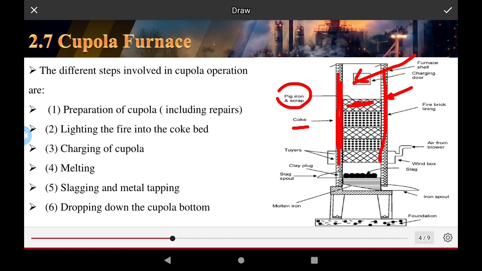This is the charging door in a furnace, with fire brick lining, and air from the blower. This is the air from the blower into the furnace. Wind box, and slag spout. Iron spout. This is the bottom floor present in this figure. The foundation is the base of the cupola furnace. Here the molten iron is present. This is the molten iron, the slag spout and clay plug. This is the clay plug, and the tuyeres are present in this figure.